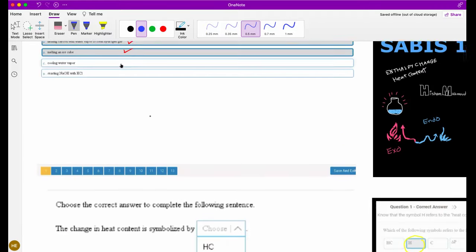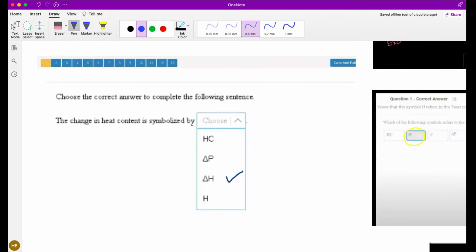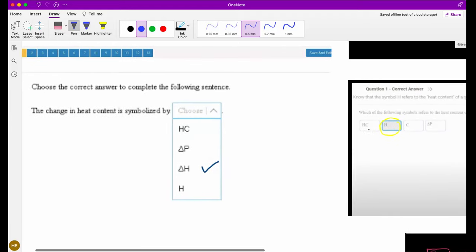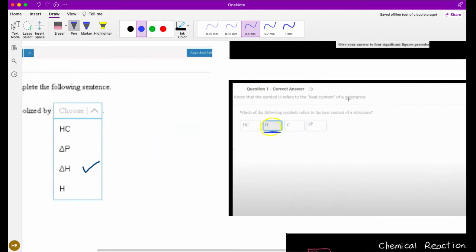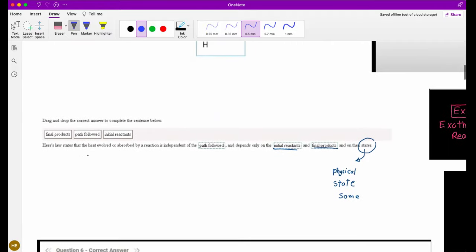This is the second question: choose the correct answer to complete the following sentence. The change in heat content is symbolized by delta H, while the heat content, as from last time, is H itself. Hess's law states that the heat evolved or absorbed is not important whether you go from A to B or from A to C to B. It's independent. The path is not important.